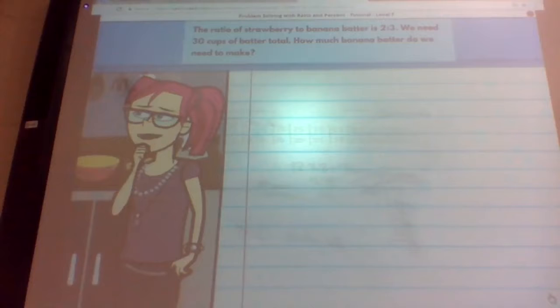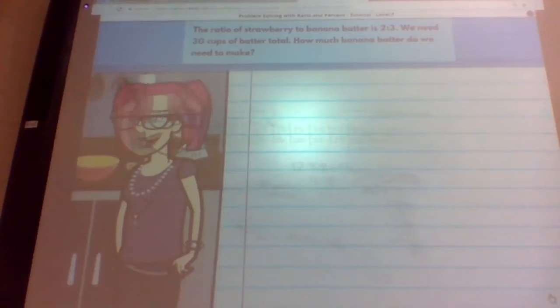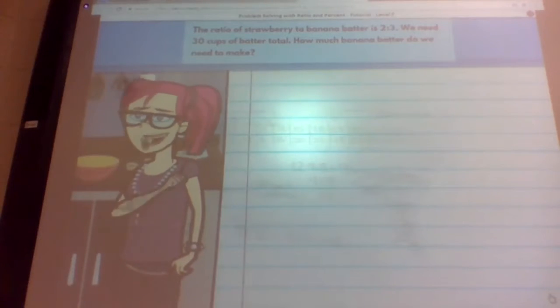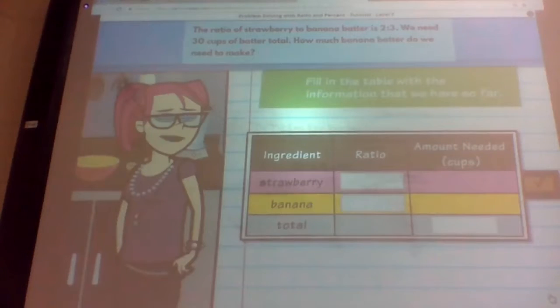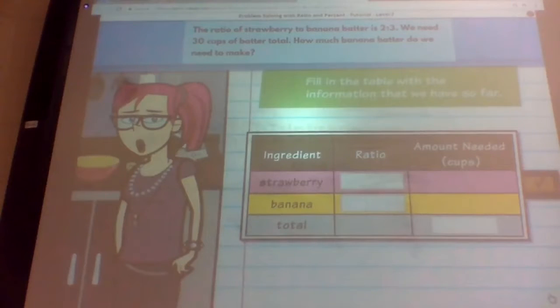Let's see. The ratio of strawberry to banana batter is 2 to 3. We need 30 cups of batter total. How much banana batter do we need to make? Let's start by making a table. Fill in the table with the information that we have so far. How much strawberry do we have? Two. How much banana do we have? Three. And what's my total? Five. Oh no, it says the amount I need is 30. 30.